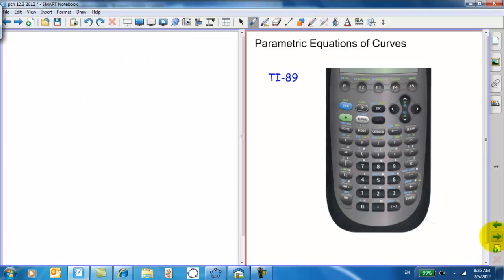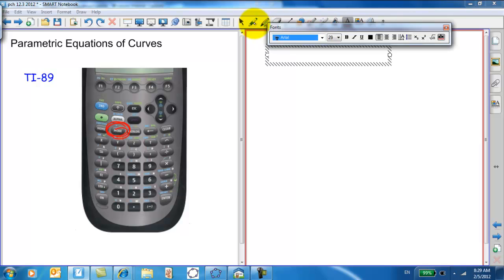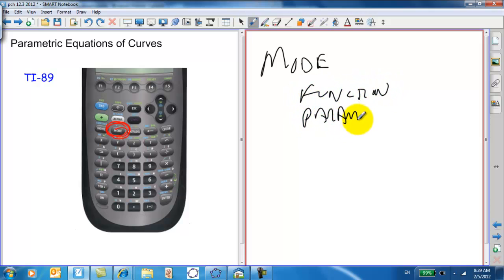Now our last topic is how to do parametric equations of curves on your TI-89 and so forth. On the TI-89, the key tool here is you've got to change to mode. And when you're in mode, you're going to be given some choices. One of the first things you see in mode is you have function, and the next choice down is parametric, and that's the one you want to pick. Get yourself in the parametric mode.